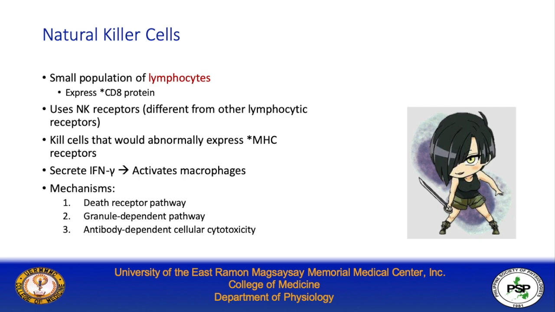So before we proceed, this is natural killer cells from Cells at Work. So she's deadly. And take note, in the anime, she uses a sword. So you'll know later on why there's a sword. So the three mechanisms would be the death receptor pathway, the granule-dependent pathway, and the antibody-dependent cellular cytotoxicity.